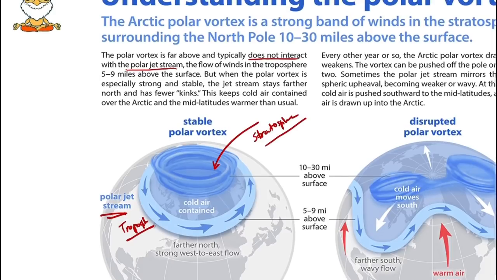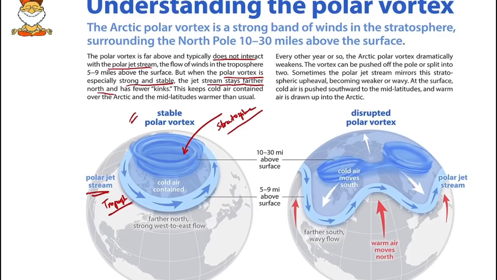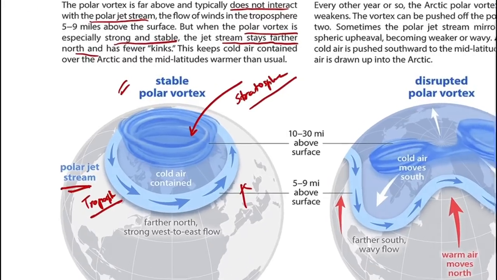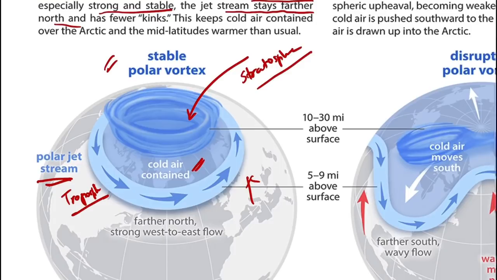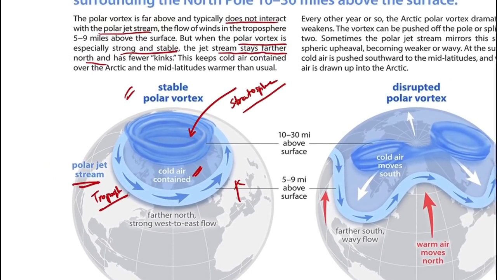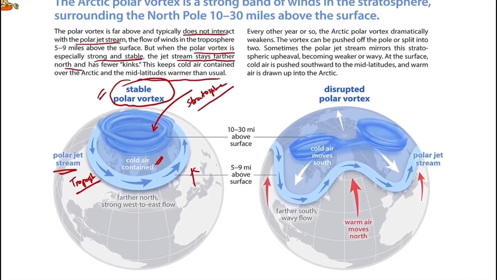The next important point is that whenever the polar vortex is strong and stable, in this first condition, the jet stream stays farther north. Comparing both figures, you can see the jet stream here is northwards and it is confining all this cold air. It is written in the figure: cold air is contained. Here you have to know about the role of the jet stream. Usually it keeps cold air contained over the Arctic and the mid latitudes warmer than usual. So whenever there is a stable polar vortex, the jet streams contain the cold air in the Arctic region itself.